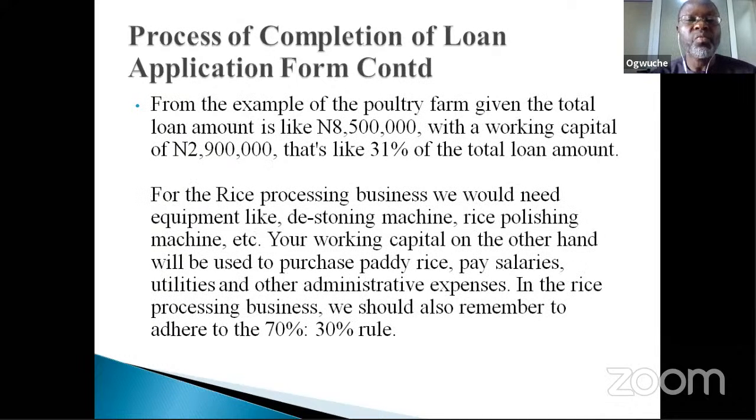So from the example of the poultry farm, the total loan amount is about 8.5 million. Okay, that is for the equipment, while the working capital comes to about 2.9 million, about 31% of the total loan.